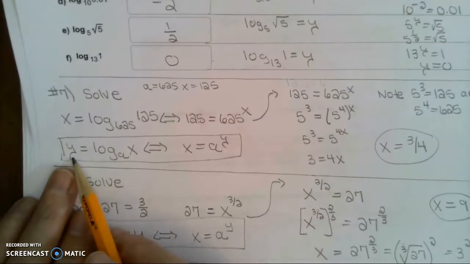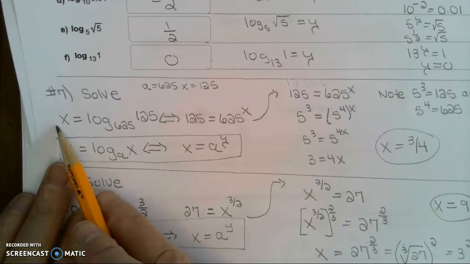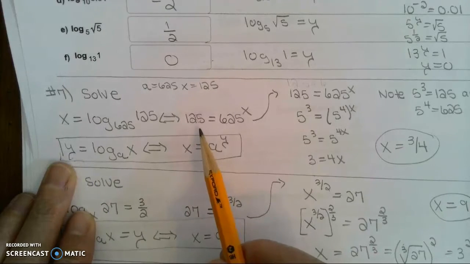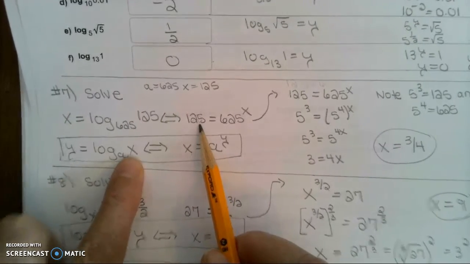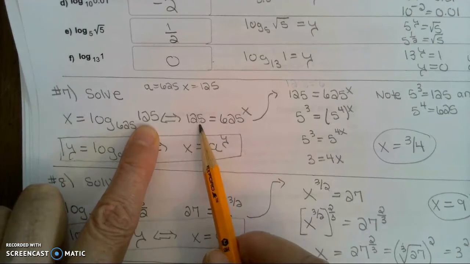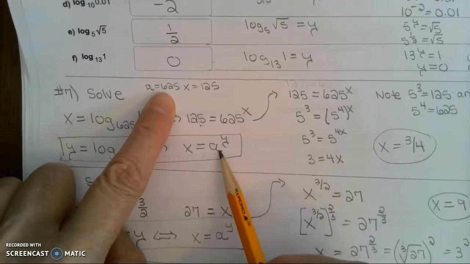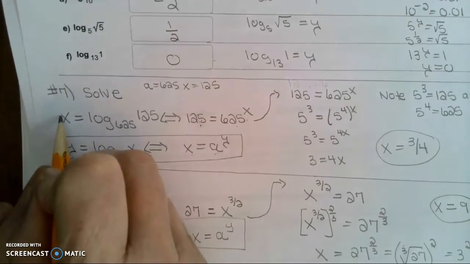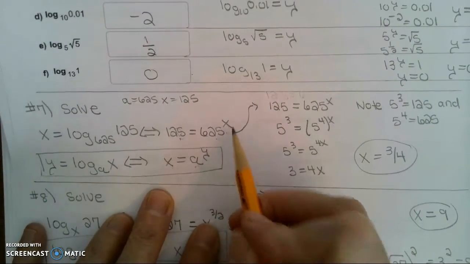And then what I do is I set it equal to Y. Y is actually my X in this case. That's kind of confusing, but if you want to make it easier, just go ahead and make this Y instead of X. So if I write it in exponential form, it is X, which is this number right here, 125, equal to A to the Y. My A is 625, and my Y is actually X. If it's confusing, just make this a Y and make it easier for yourself.